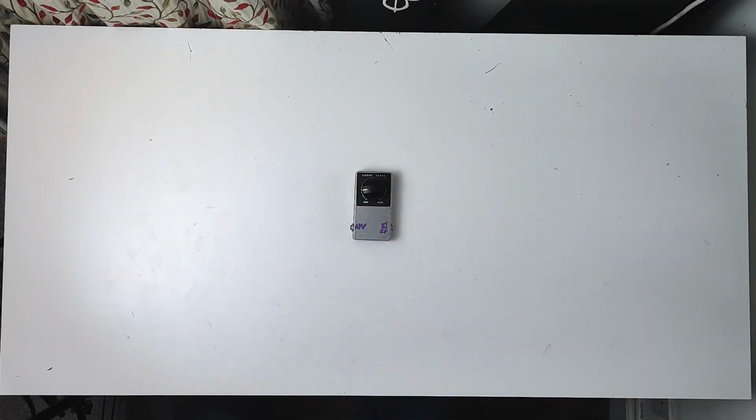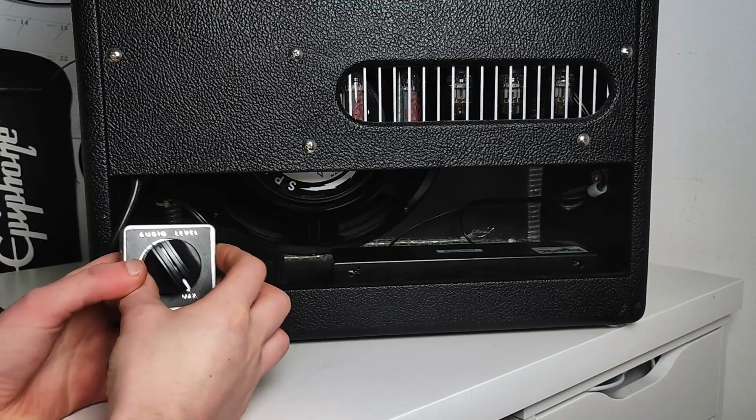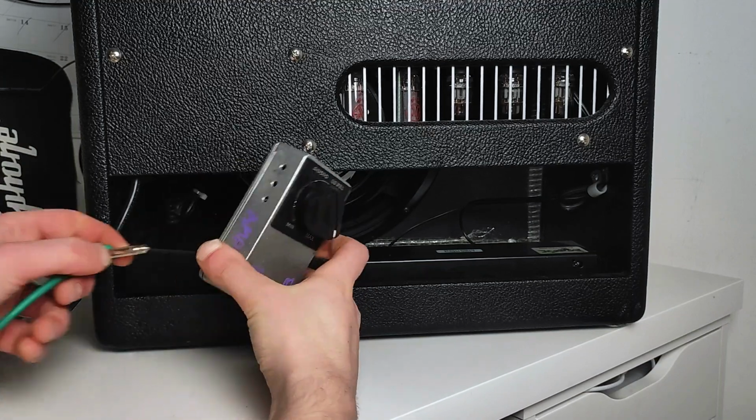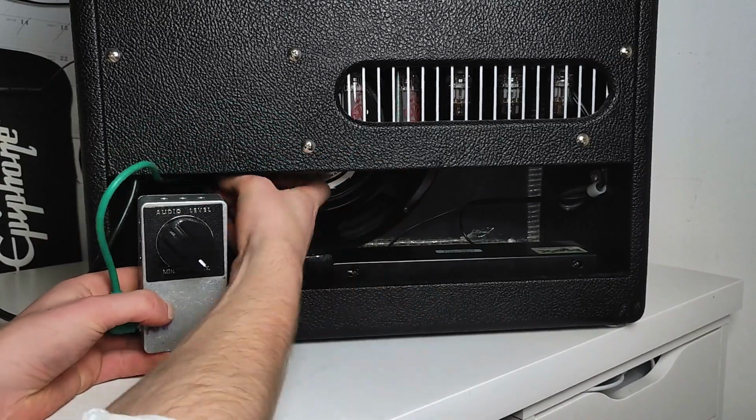And there we have it. I'm quite happy with this. Let me show you how it fits into the amp. So the attenuator goes between the speaker and the output of the amp. And you'll see now why I've decided to put the jack sockets on the bottom of the pedal.